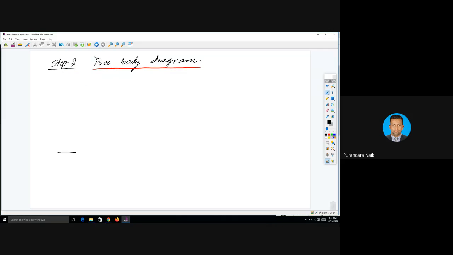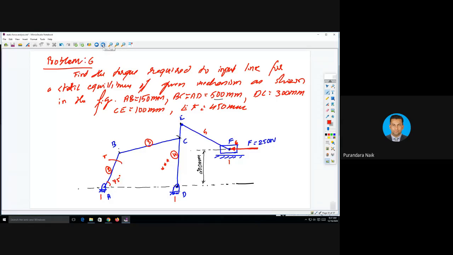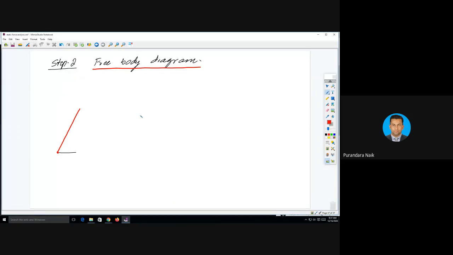75 degrees. What is the length? AB. AB is 150, which means 1.5. A, B. Okay.